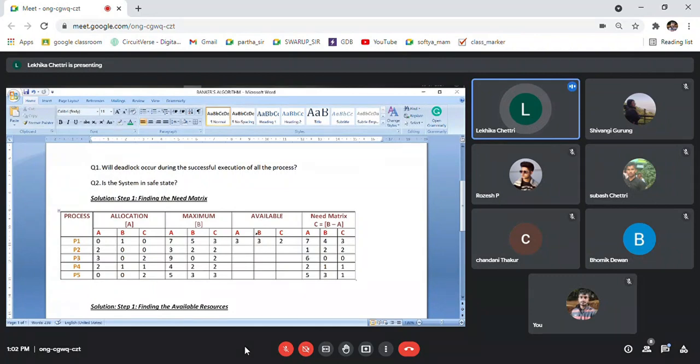Now we will have to find available, or start assigning them and making them execute one by one. Before that, Bhaumik, you were calling in between?